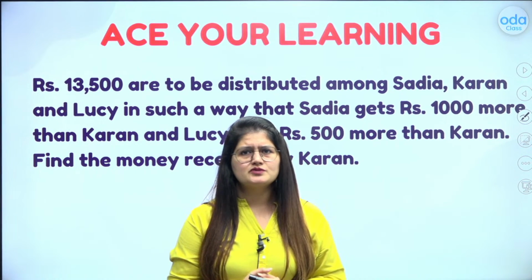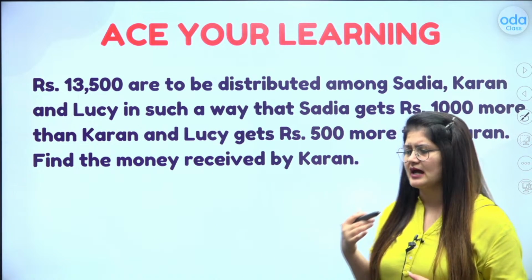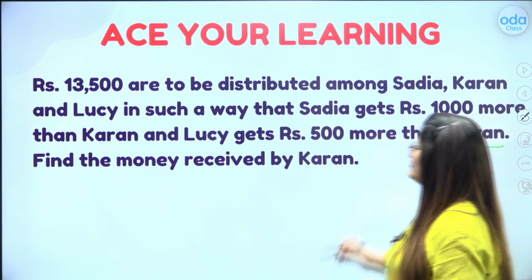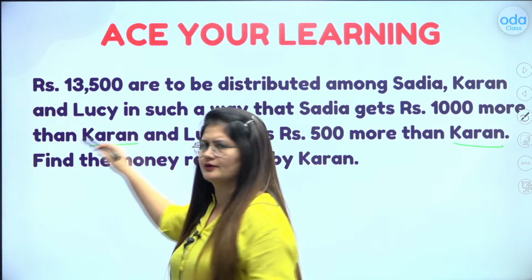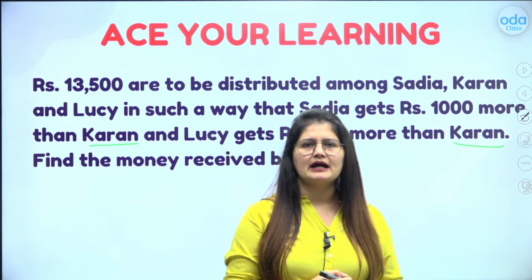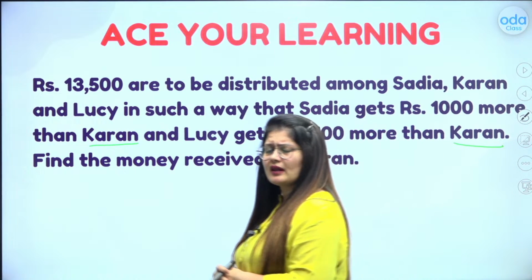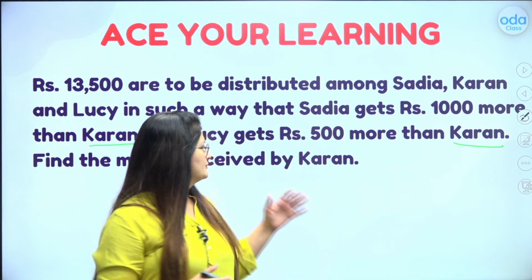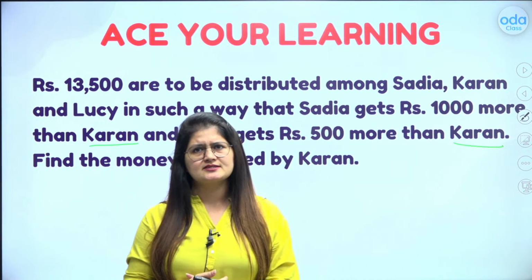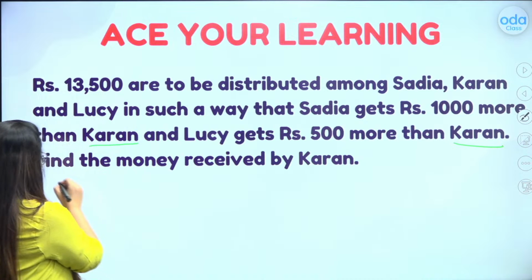So now, can we observe one thing here? Basically, in the question, we are comparing the amounts that Sadia and Lucy have received based on Karan, right? Here also it is being compared with Karan, and here also it is being compared with Karan. So, in order to make it easier, can we just take the money that Karan has got as X? Yes? Correct?